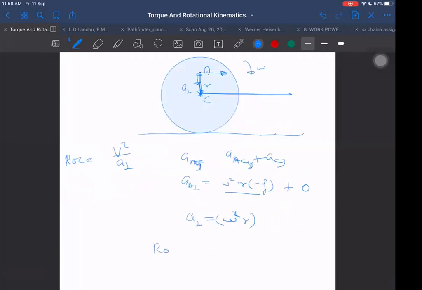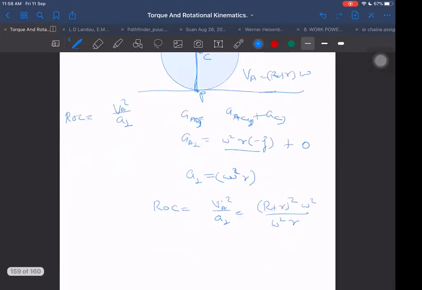Radius of curvature is equal to velocity of A square upon a perpendicular. Velocity of A I can directly get from the P point. The P point is at a distance R plus small r, on the same line, into omega. Then I get V_A square upon a perpendicular is equal to (R plus small r) whole square into omega square divided by omega square into small r, which is (R plus r) square upon r. That is the radius of curvature.